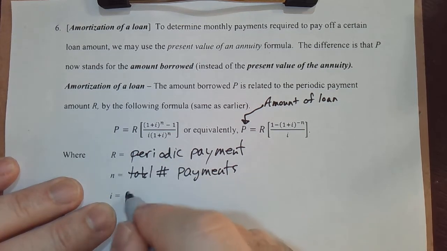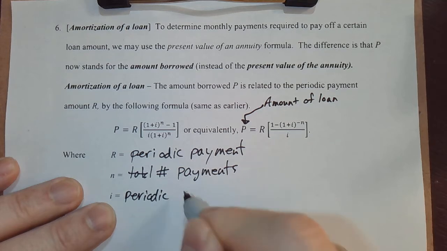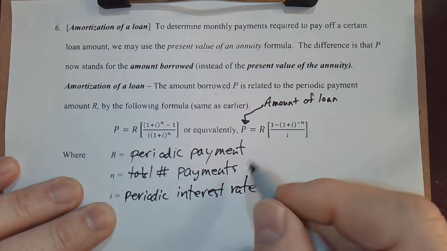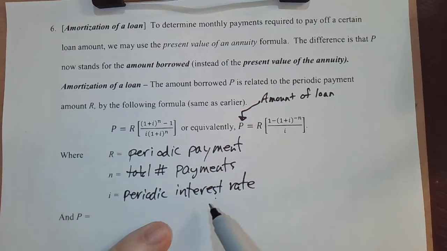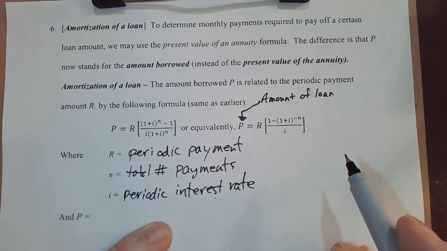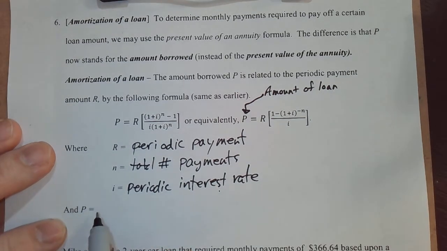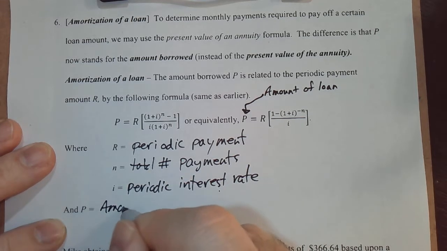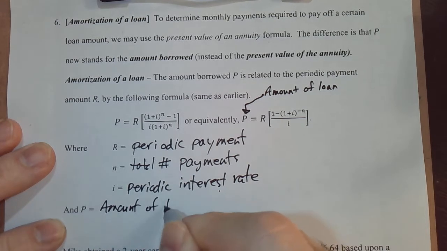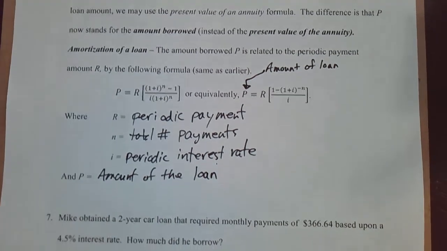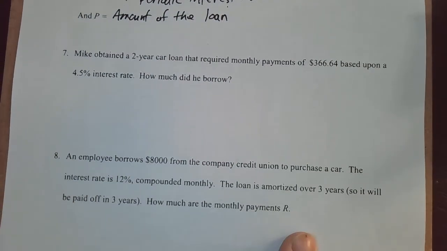And then I is the periodic interest rate. So what that means for our home loans and car loans is you take the annual interest rate and you divide it by 12, because there will be 12 payments per year, once a month. And then P, as we've already said, rather than saying the present value of the annuity, I'm going to say the amount of the loan. Okay, let's look at a couple of simple examples and we'll be done with this section.